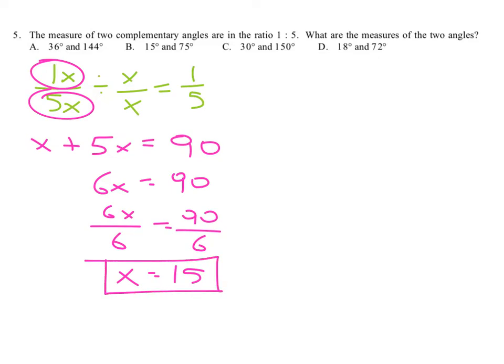That's what x equals. So then the two angles are 1 times 15 and 5 times 15, or 15 and 75. You can verify those numbers as actually having a ratio of 1 to 5 and also adding up to 90. So 15 and 75, which is B.